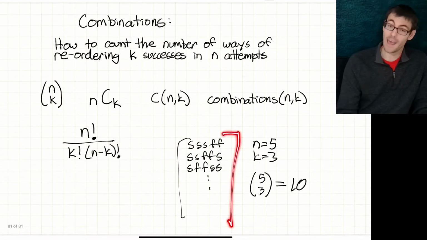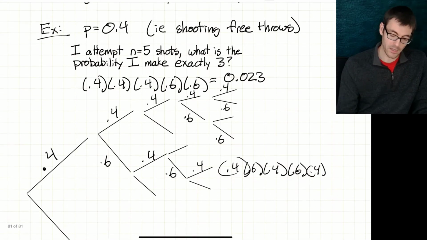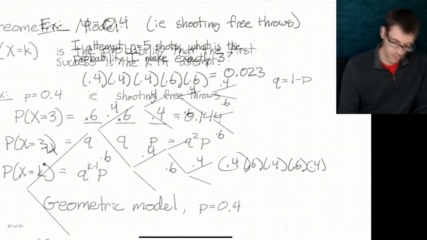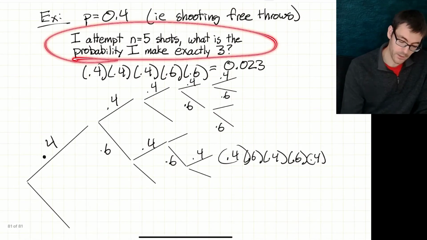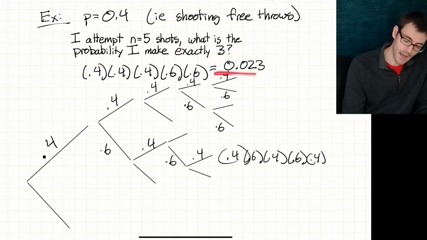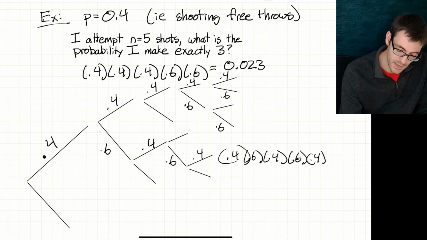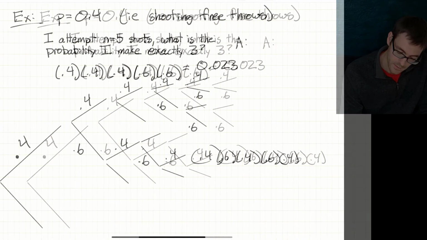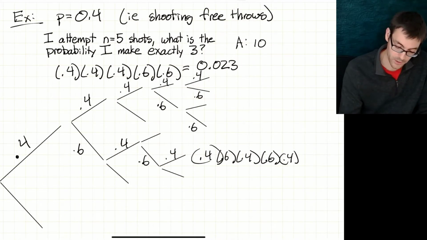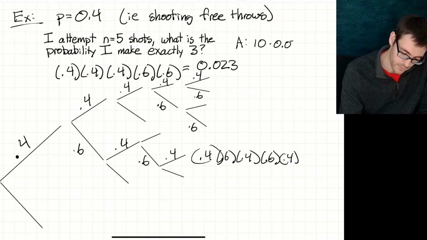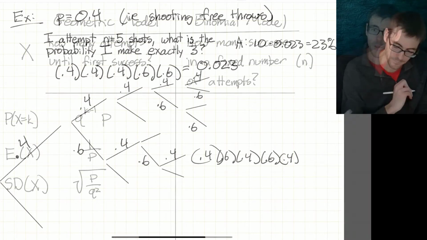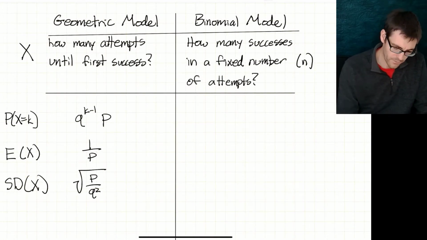We've said that there are 10 things in that list, so the total probability here is going to be 10 times the probability of one of these things. Remember, we said that these are all going to be the same probability. So in this case, the answer is going to be 10, because there are 10 combinations of these orderings, times this probability, or about 23%.